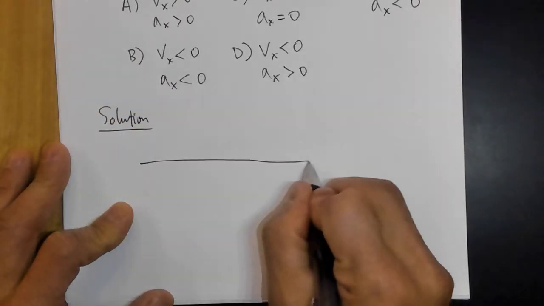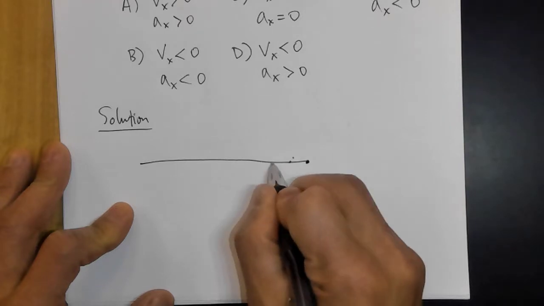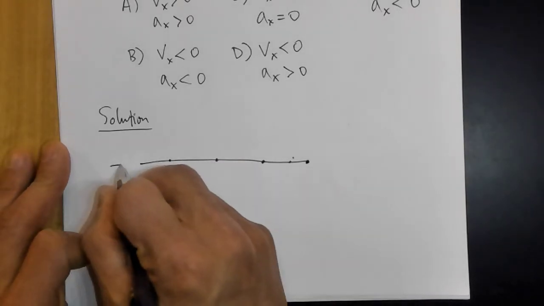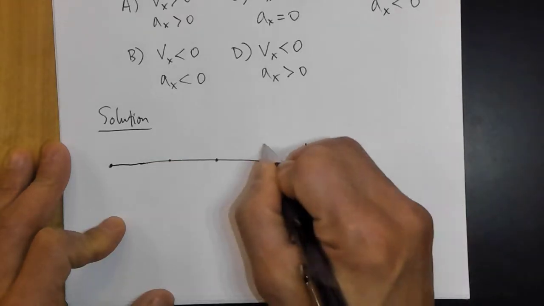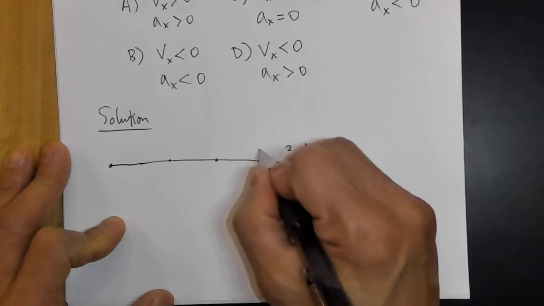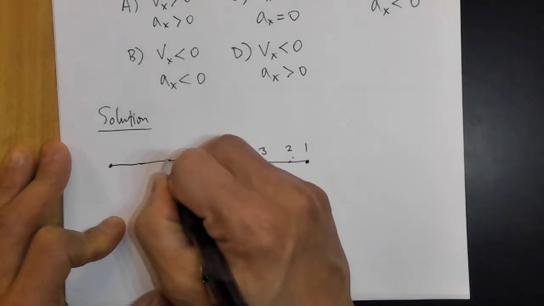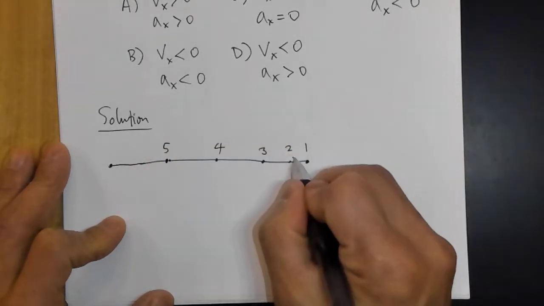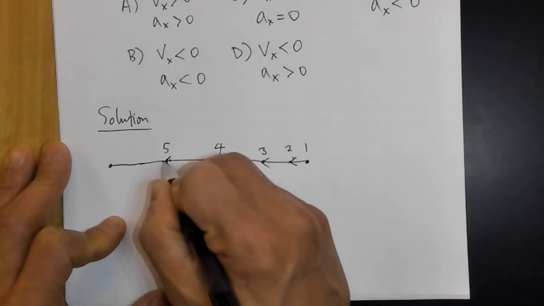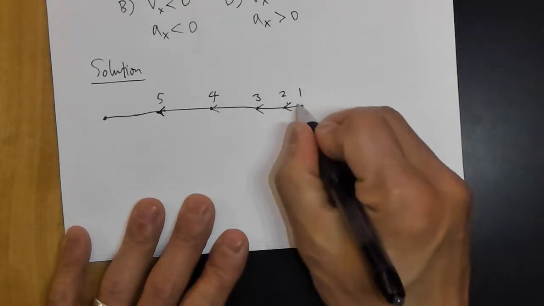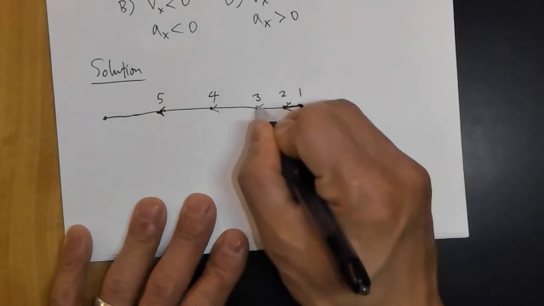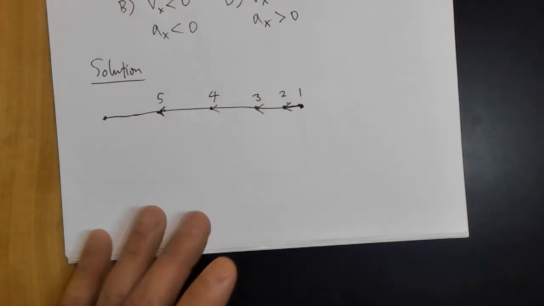All right, so we have this situation. 1, 2, 3, 4. Let's say 5 is here. We'll just stop there. Okay. And so these are the actual positions at the various time snapshots.